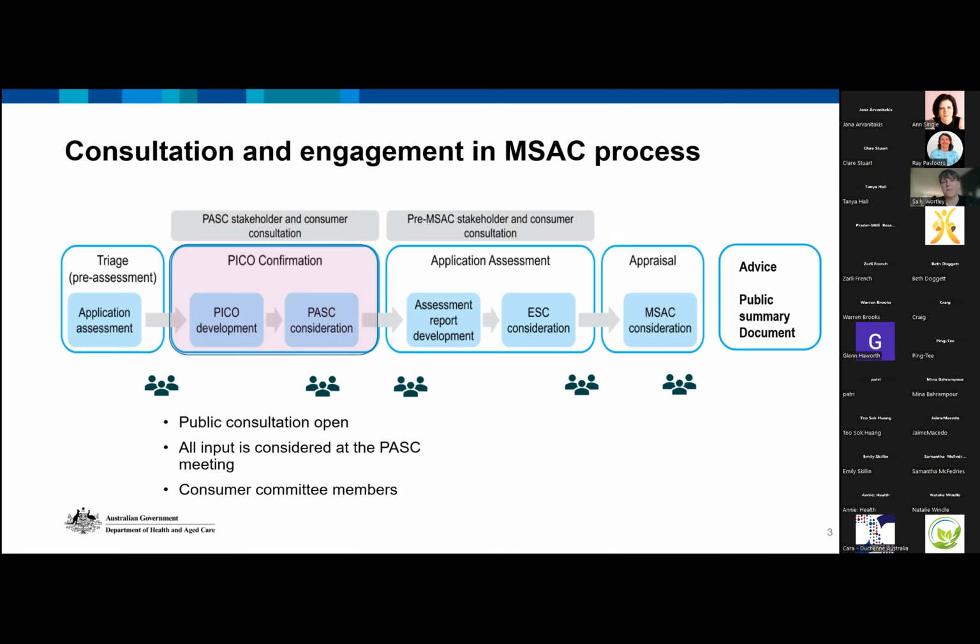And as Jana mentioned, there are consumer committee members on each of the committees. So at the PASC meeting, there are 2 consumer committee members. Equally at the MSAC evaluation subcommittee, and at MSAC, there are also 2 consumer committee members on each committee. So I'm going to talk a little bit about this PICO stage, about the PASC consultation stage.